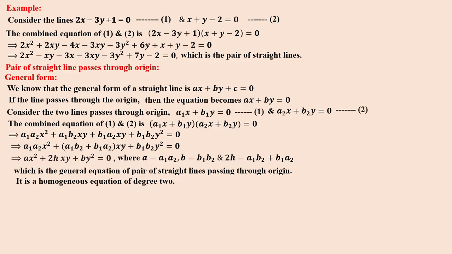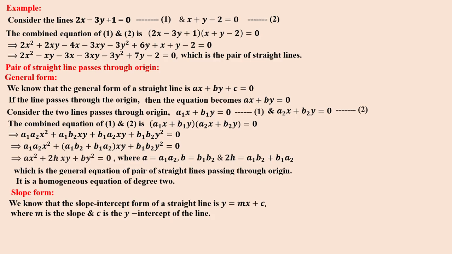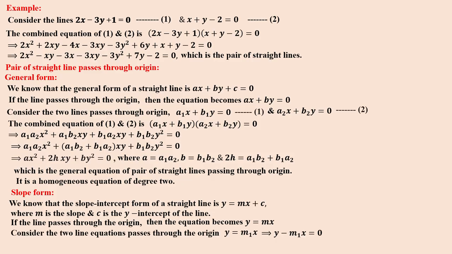then y square, 2. Slope form: we know that the slope intercept form of a straight line is y is equal to mx plus c, where m is the slope and c is the y intercept. If the line passes through the origin, then c is equal to 0, right? So the equation of the line is y is equal to mx. Consider two lines passing through the origin, y is equal to m1x, that is y minus m1x is equal to 0, equation number 1. Second equation, y is equal to m2x, y minus m2x is equal to 0, equation number 2.